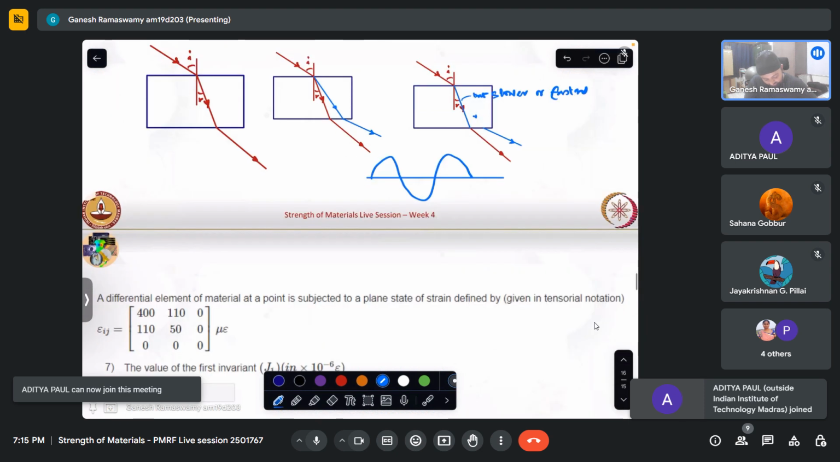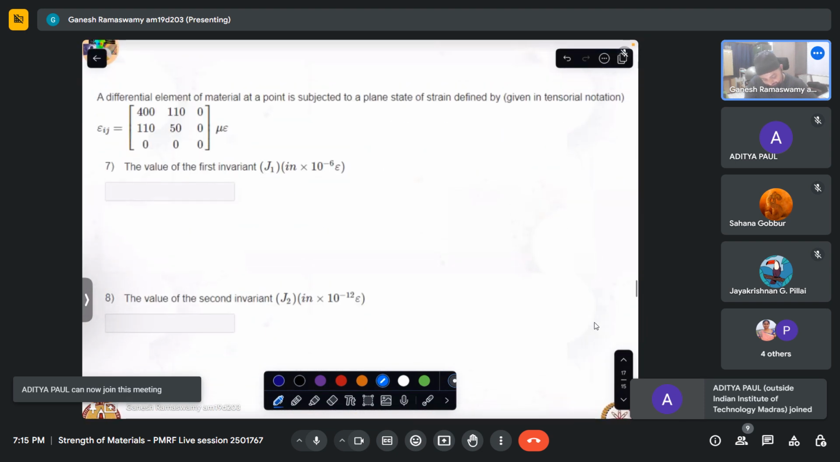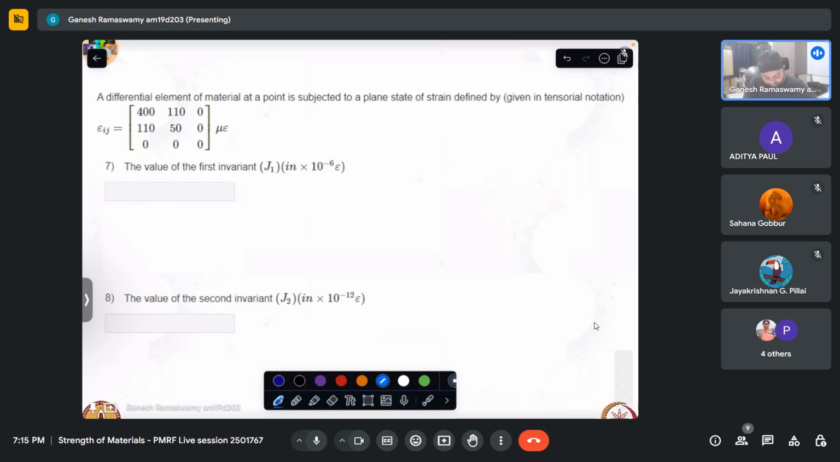Okay. So what we have here is a differential element of material at a point subjected to plane state of strain. What does plane state of strain mean? So let us say we have the XY coordinate system like that.